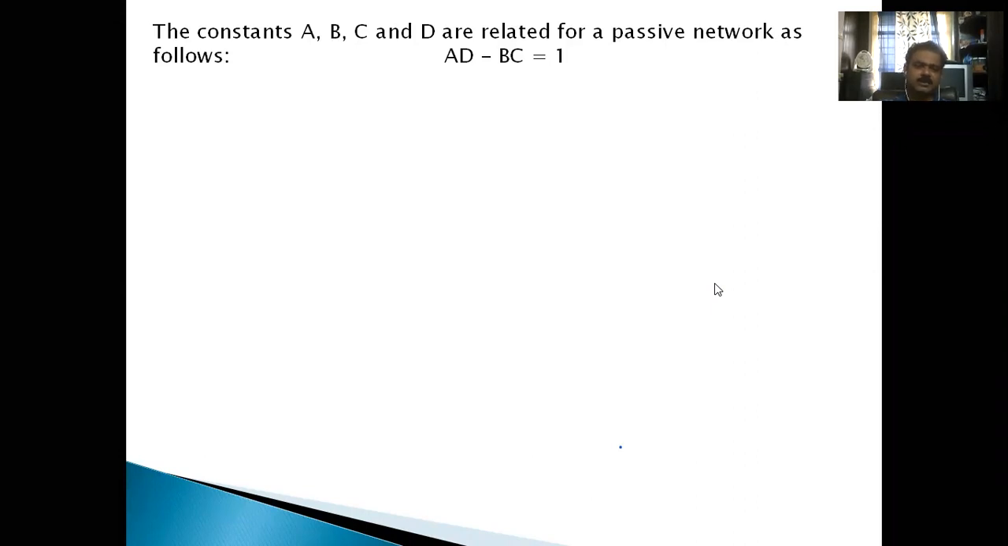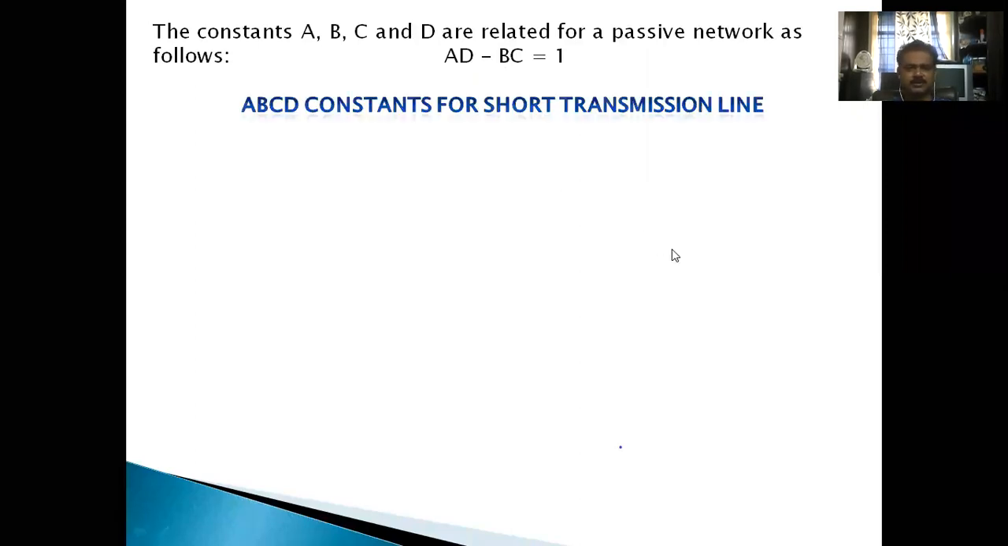All the elements present in this are passive elements. Passive elements means resistance, inductance, capacitance. Active elements means voltage source, current source, which supply energy. So if we just remove the sending end supply, the transmission system becomes a passive system. If it satisfies AD minus BC equal to 1, the system is said to be a passive system.